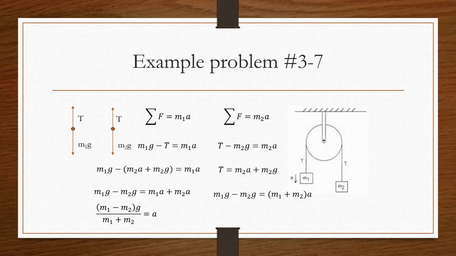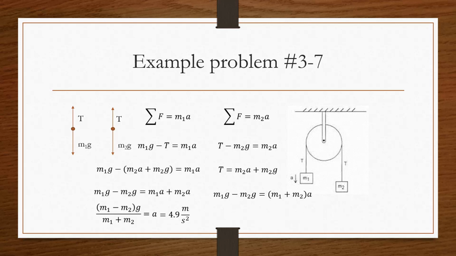Let's take a step back and think about this. Does this make sense? What this is telling you is that the acceleration of the system is dependent upon how much bigger the larger mass is compared to the smaller mass and the total mass of the system itself. That it's going to get bigger if the difference between the masses is bigger, and it's going to get smaller the more massive the objects are to begin with. I think that both of those make logical sense.